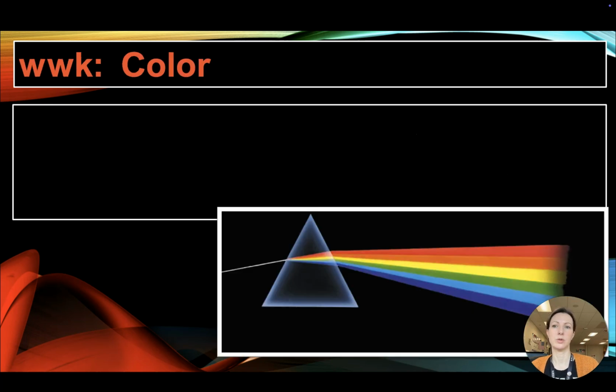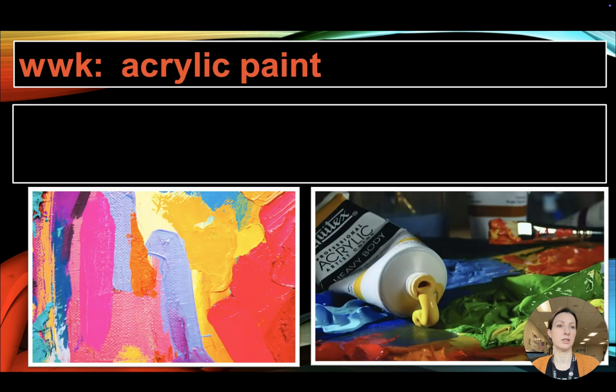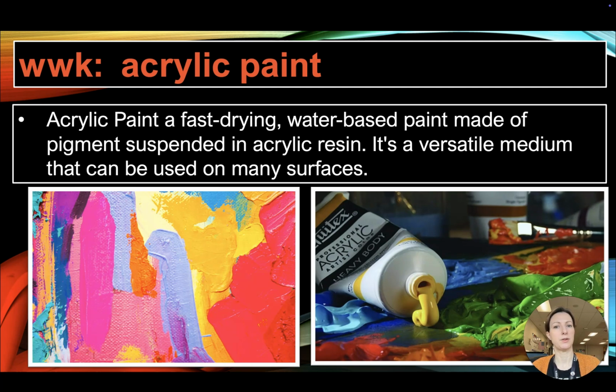Our first word worth knowing is color. Color is the element of art produced when light striking an object is reflected back to the eye. To see color, you have to have light. Our second is acrylic paint, because that's what we're going to be using. Acrylic paint is a fast-drying, water-based paint made of pigment suspended in acrylic resin. It's a versatile medium that can be used on many surfaces.